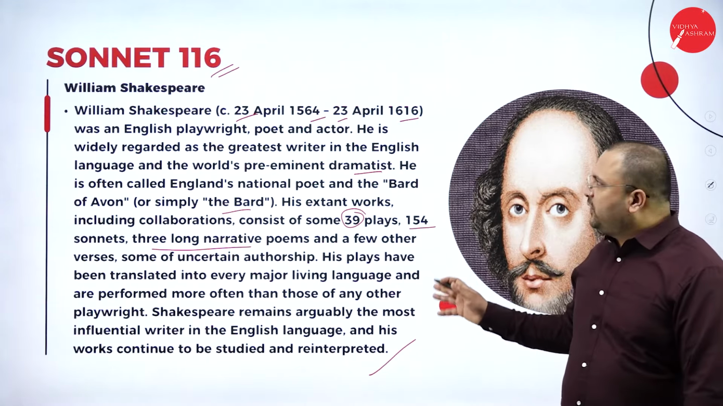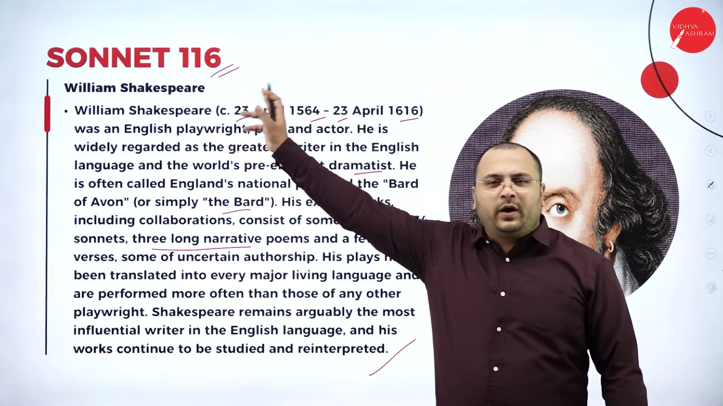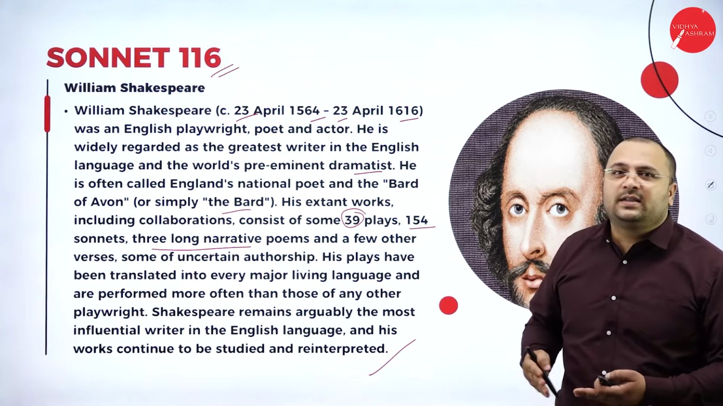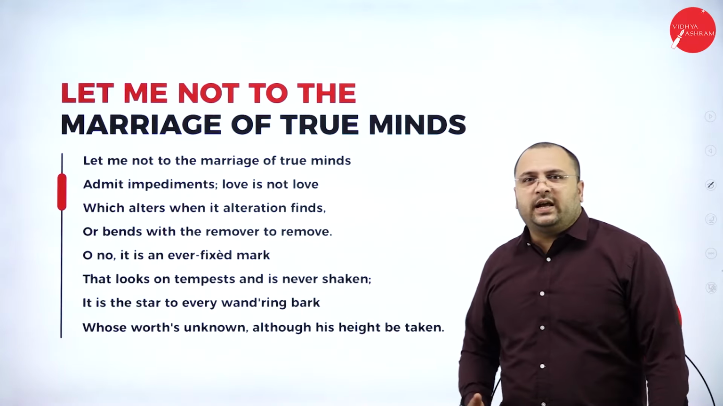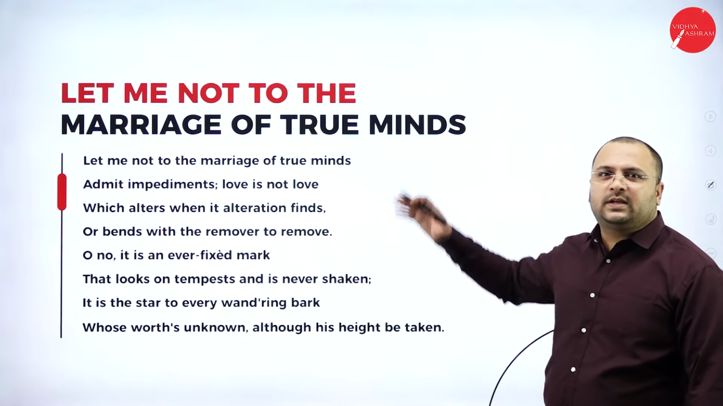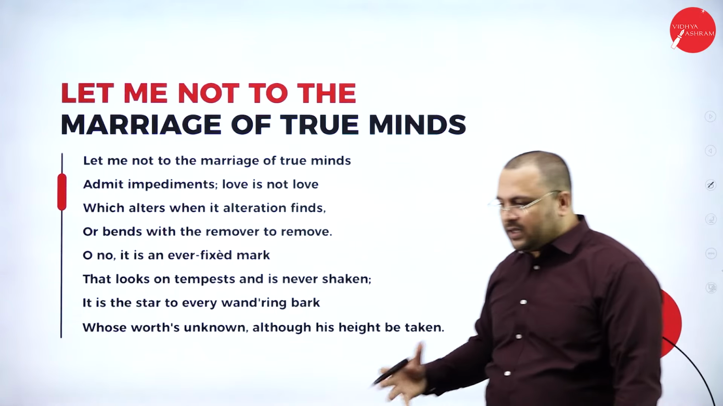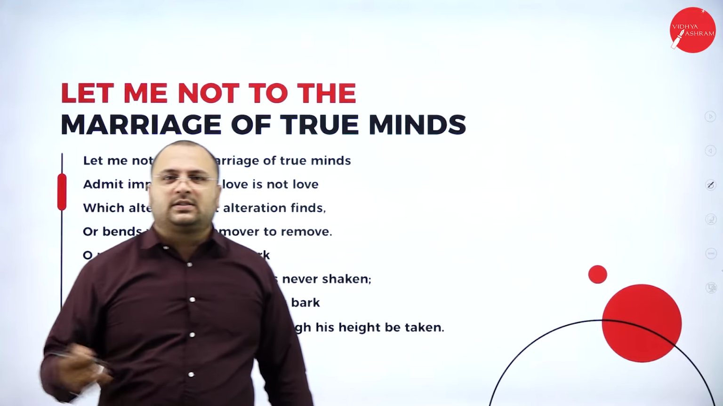So out of 154, you have been given one to study. Let us look at that sonnet and try to understand what is there in that sonnet. The first line of any sonnet becomes the title of the sonnet because he did not give any heading. He simply numbered the sonnets.